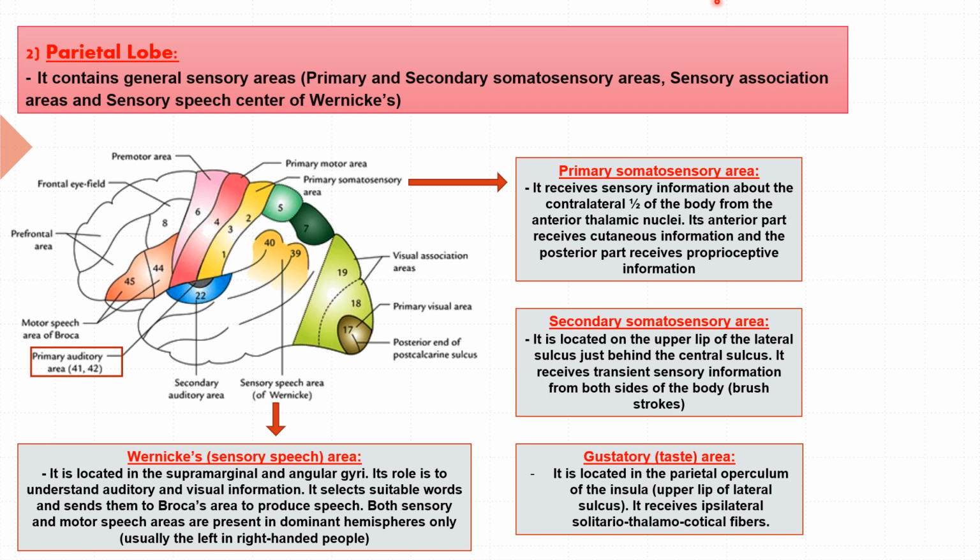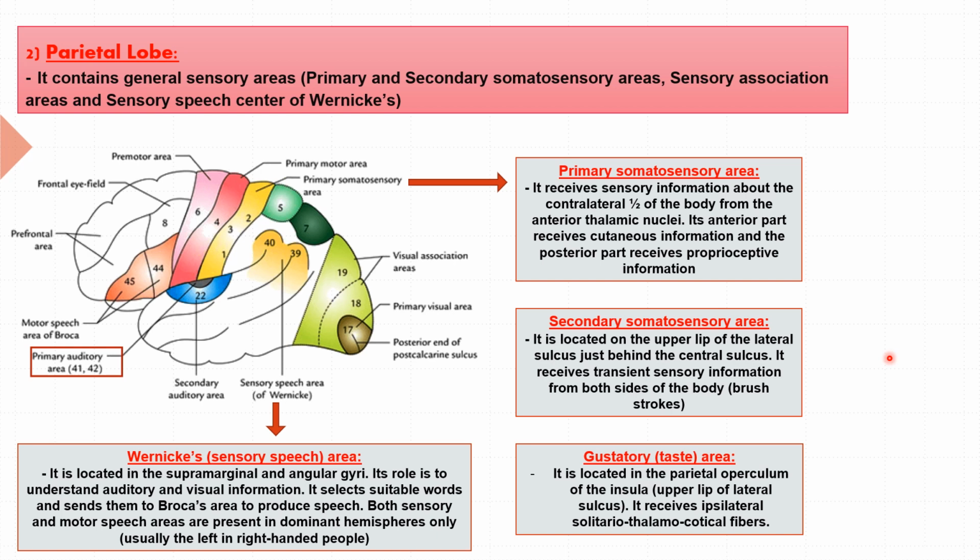Now we have to process this information and analyze it. And this is the job of the secondary somatosensory area. This is located posterior to the primary somatosensory cortex. So for example, if we close our eyes and there is no visual stimulus and we're handed an object, let's say an apple in this case, we can feel the shape, the firmness, the texture of that apple.